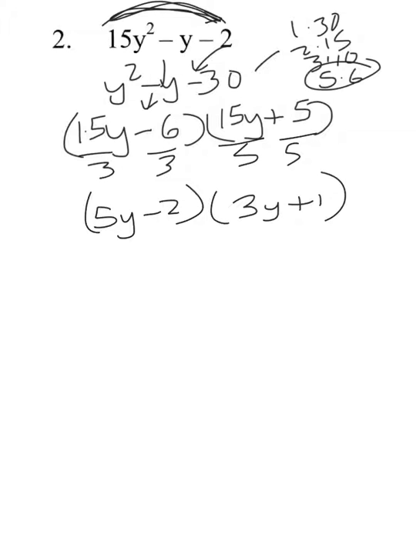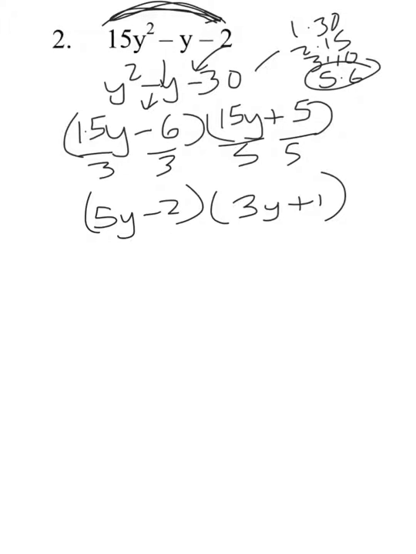And if you do the check real quick, 5y times 3y gives me 15y squared. I get an outside of 5y, inside of minus 6, which gives me a minus 1. And then, of course, minus 2 times 1 is a minus 2. And that's borrow and payback. We're going to do a few more in class, but that's just reviewing that method.